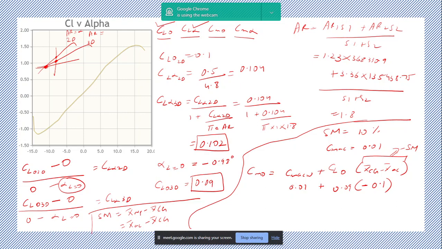Will it come to the same quantity? Did you try it? Yes, it's coming to the same quantity, 0.09. Okay, so you can either follow this method or use an empirical formula similar to this. So the value we get is 0.09. What about Cm naught?